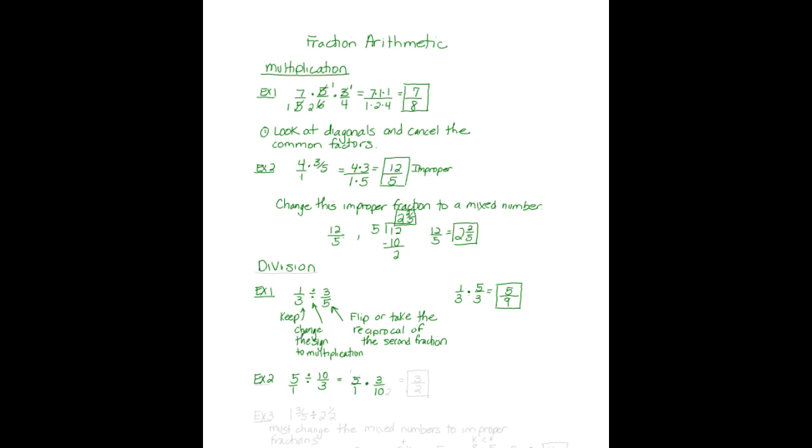They both share a common factor of 5. I can divide this by 5 and get 1. Divide this by 5 and get 2. 3 and 1 do not share any common factors, so now I multiply straight across and I get 3/2. Now we could change this to a mixed number, but we'll go ahead and leave it as 3/2, an improper fraction, for now.